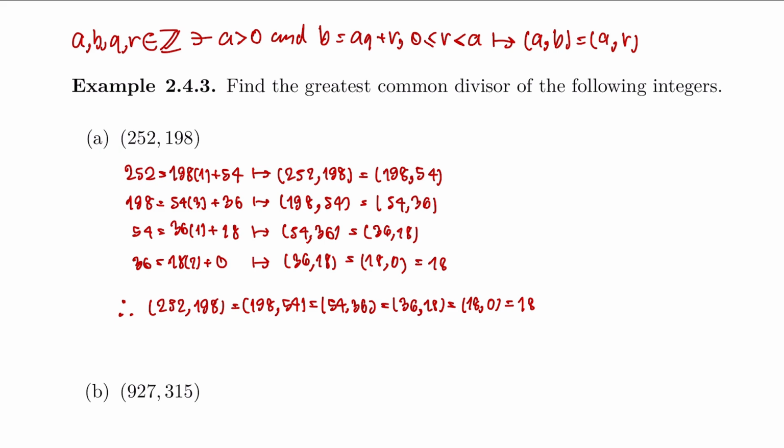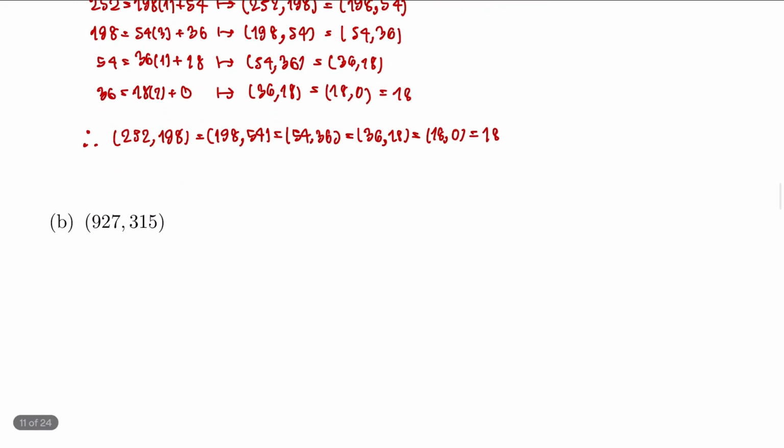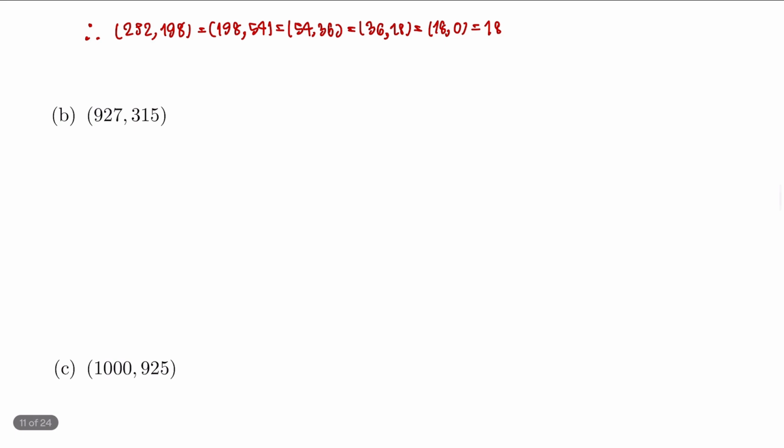All right, let's go to the next one, part B. How can we deal with this? We might try to divide 927 by 315. So we have 927 equals 315 times 2 plus 630 is 630, so the remainder is 297.